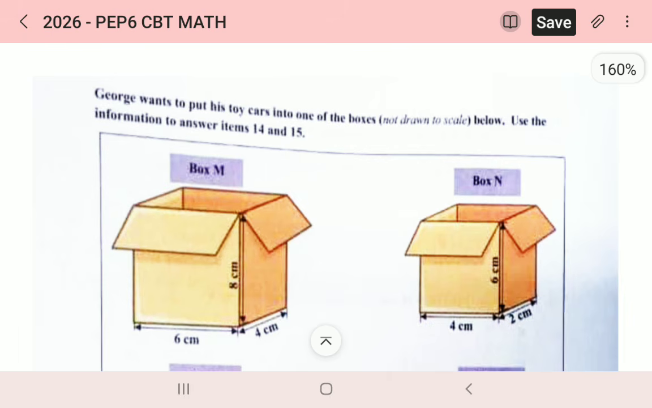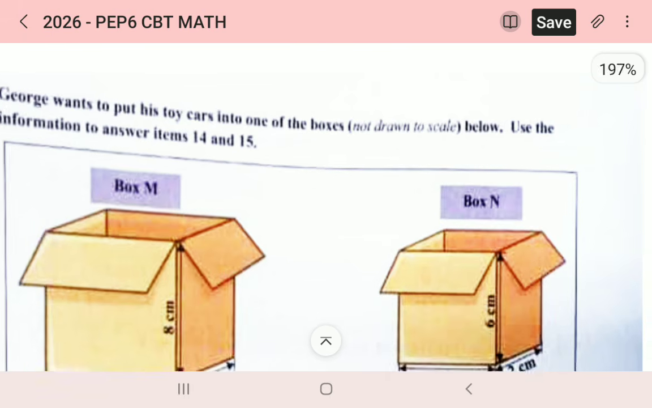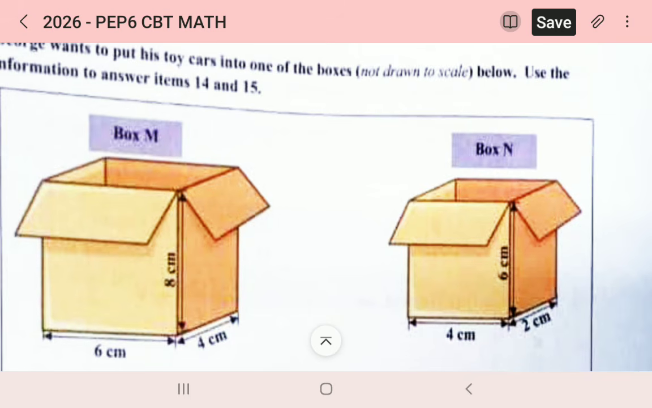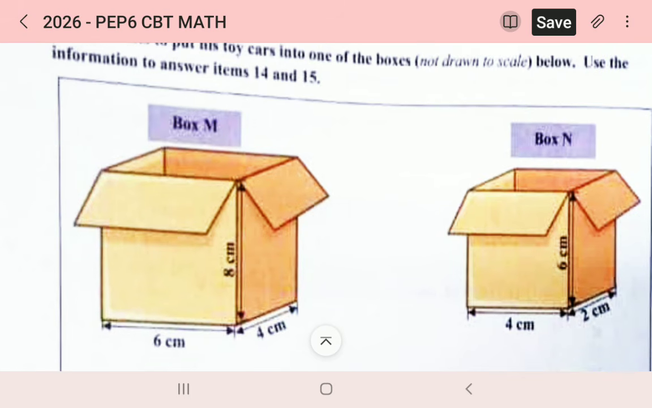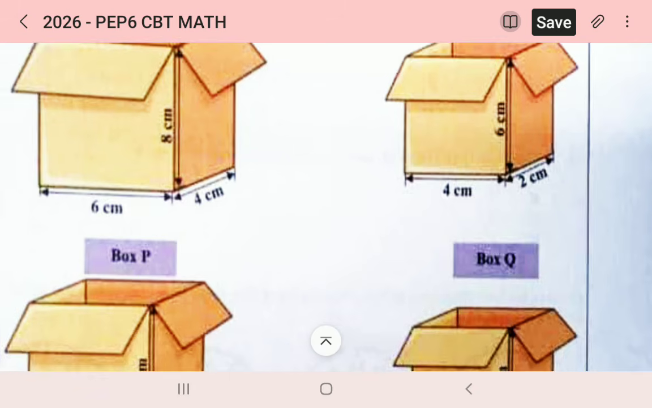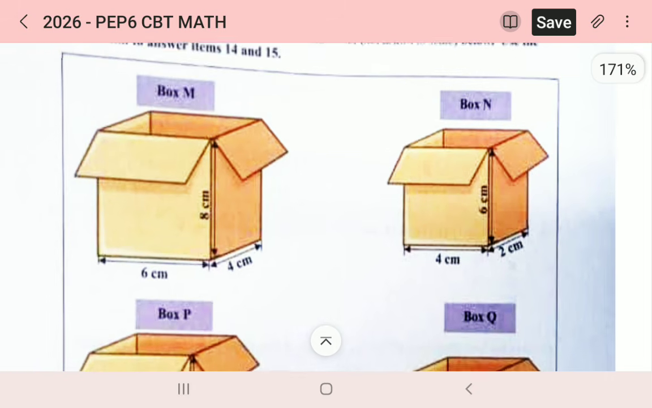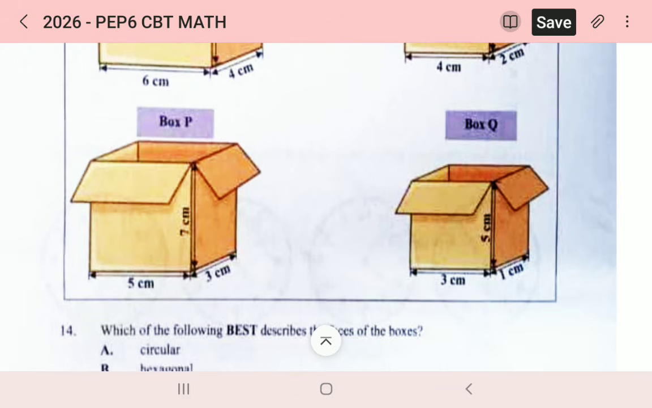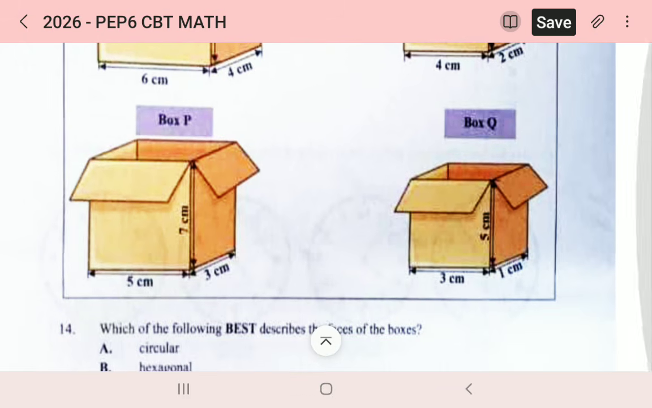George wants to put his toy cars into one of the boxes, and these are not drawn to scale, meaning the measurement you're seeing is not the actual size of the box. Use information to answer items 14 and 15. So look at box M. It's a 6 by 4 by 8. Box N is 4 by 2 by 6. Box P is 5 by 3 by 7. Box Q is 3 by 1 by 5.